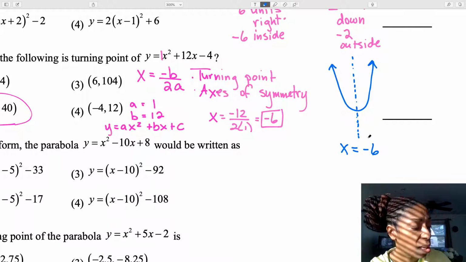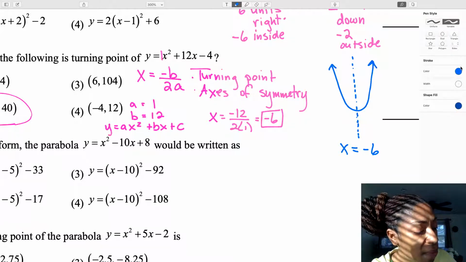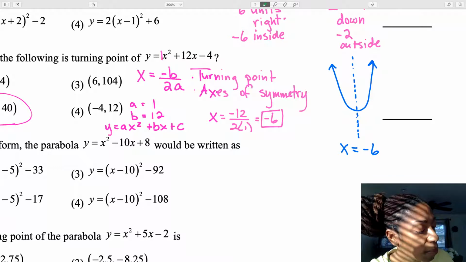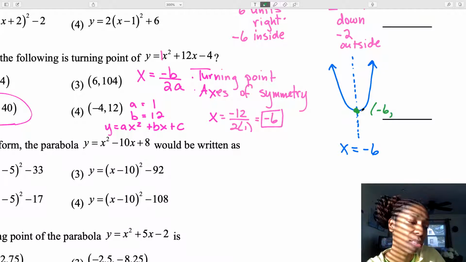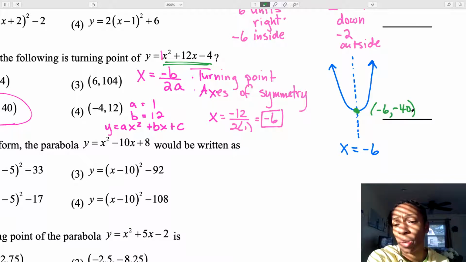And then this coordinate has an x value of negative 6. But what's the y? Well, if you just substitute negative 6 back into the equation, you will get negative 40. So that gives you the turning point.